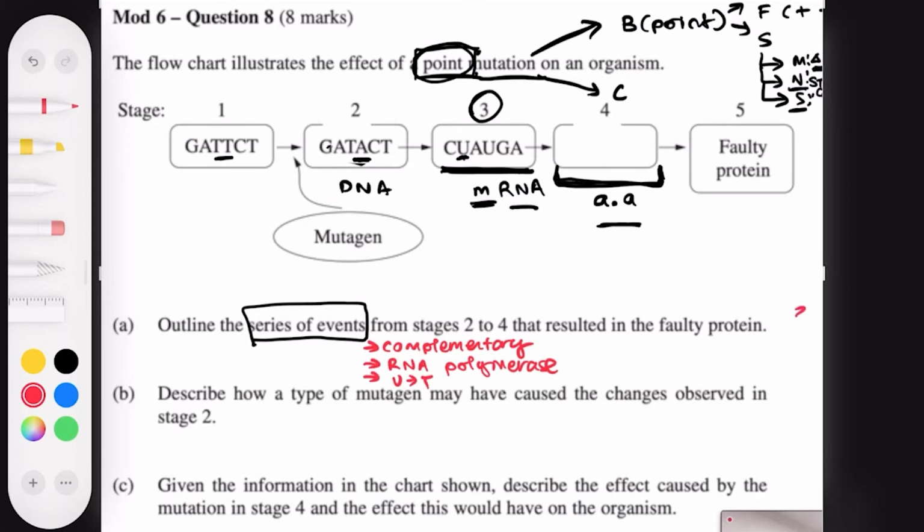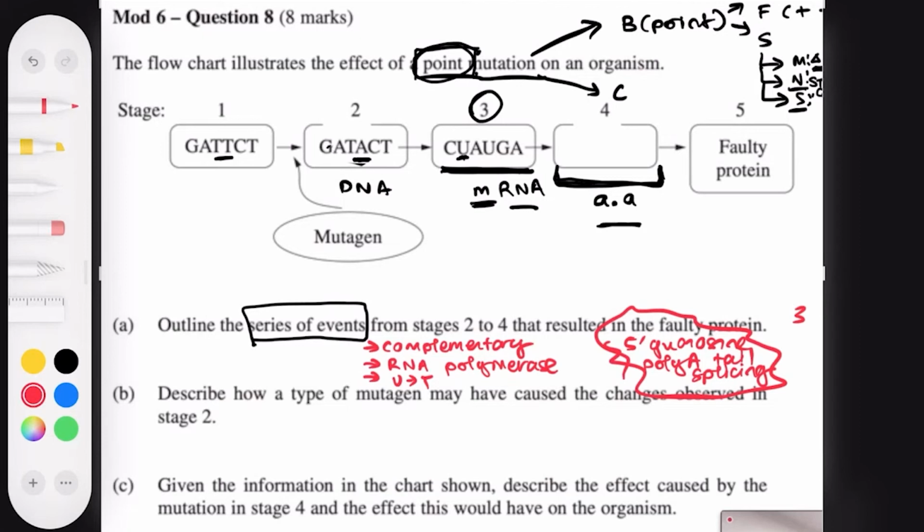Remember, this is a 3-mark question. If it was 5 marks, for example, then you start talking about the 5' guanosine cap and the poly-A tail, all of that stuff, and splicing out your introns. All of that is extra. You don't need it. And this is why you need to do exam questions.